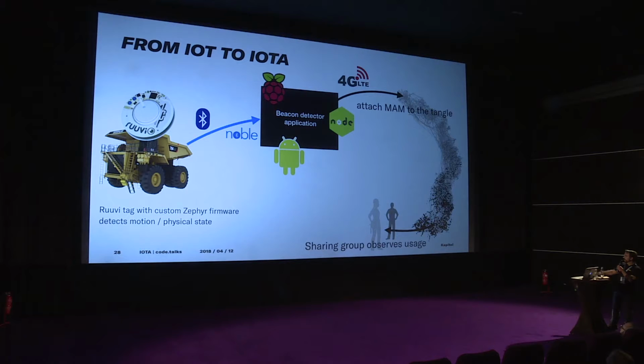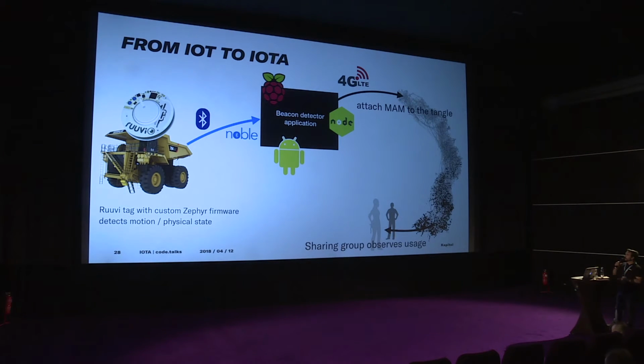And on the other side, we will have the sharing group that, with the right address, will be able to observe this sensor data, with the nice property that they can trust the data that they are getting, because it has gone through the tangle. If the tangle accepted the transaction, it is because it is a valid transaction, and then you can trust the data that is there.